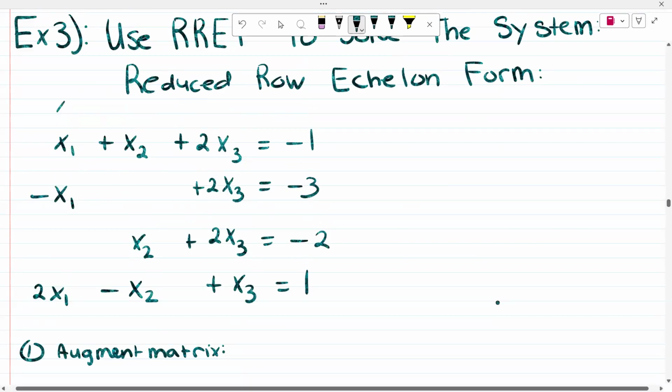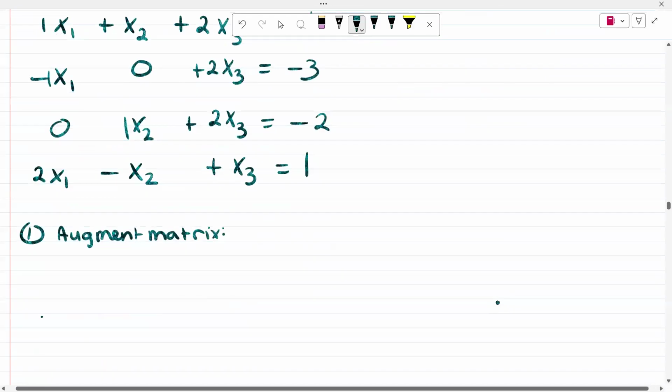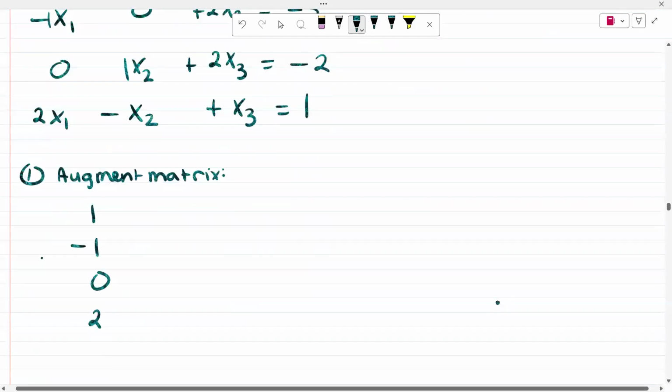So start with the column x1, right? Here's this x1. This has a coefficient of 1, this has a -1. This does not have anything, so replace it with a 0. Or if you're missing anything, just replace it with 0. So it's 0, 1. Okay. So starting with the x1 column, go down vertically, use the coefficients. So this is 1, -1, 0, and 2, right?